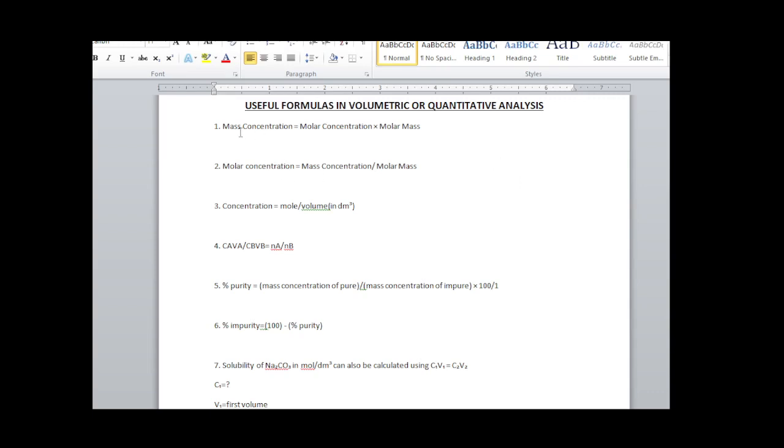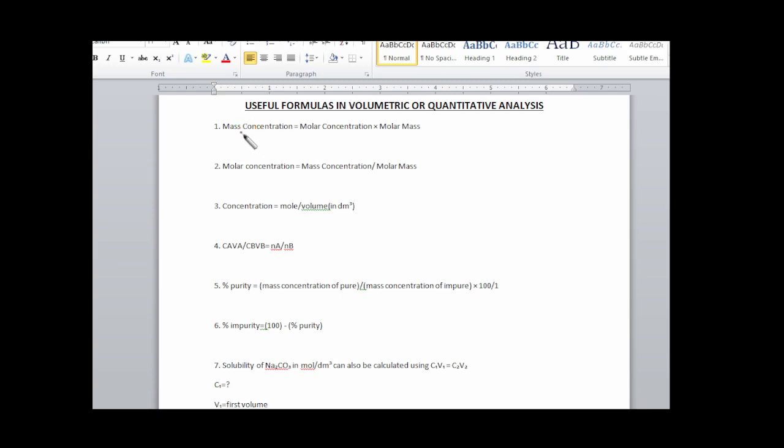The first one that I have here is mass concentration, which is molar concentration times molar mass. We can see that here. That is what we have here. The formula is molar concentration times molar mass, as that's the formula for mass concentration.